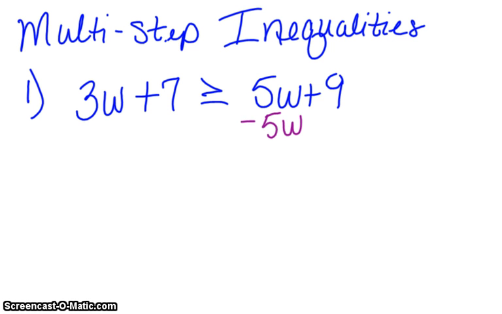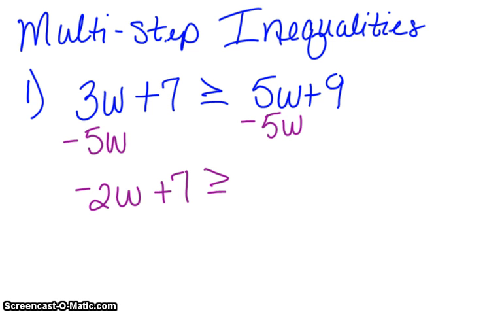I'm going to subtract 5w from both sides. Since they're on opposite sides, you have to do the opposite operations. If they were on the same side, we would just combine like terms. So 3w minus 5w is negative 2w plus 7 greater than or equal to positive 9. The w's canceled out on that side.